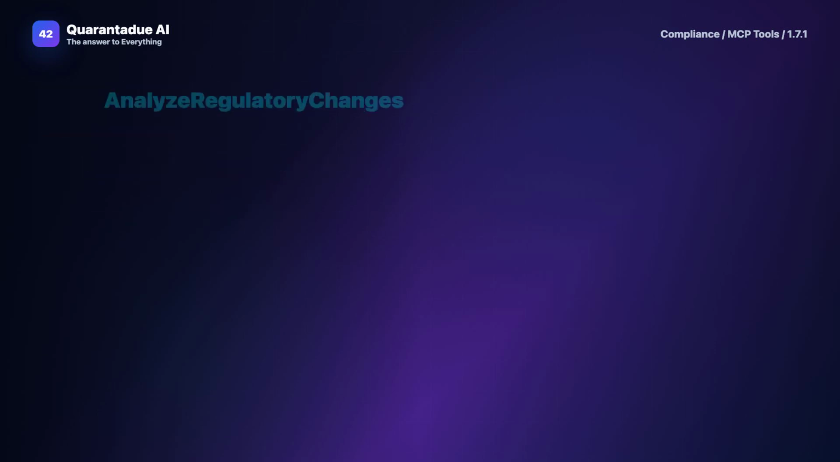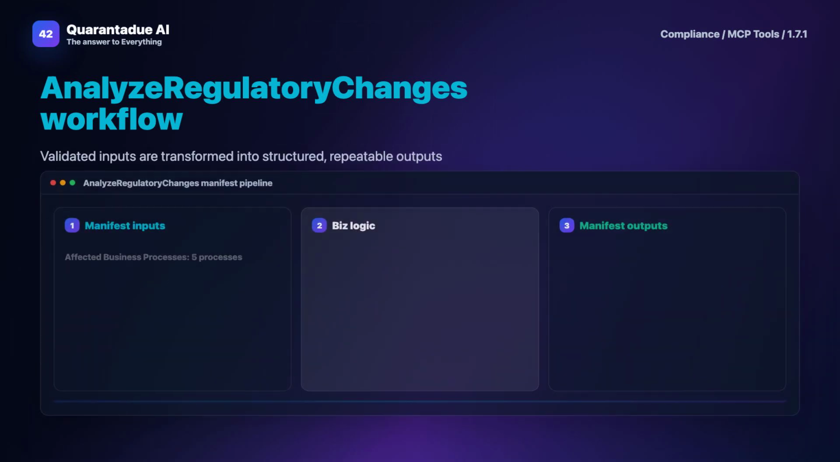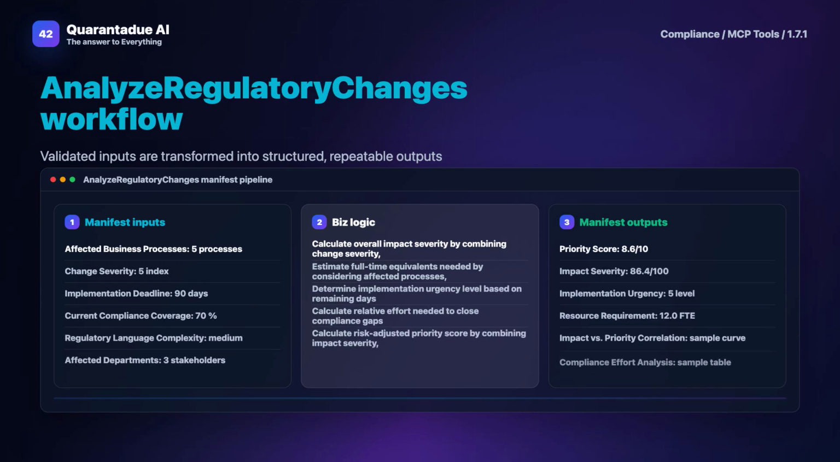The workflow then applies calculate overall impact severity by combining change severity, number of affected processes, and penalty risk exposure with appropriate scaling factors. Estimate full-time equivalents needed by considering affected processes, stakeholder departments, and regulatory language complexity with appropriate weighting factors. Determine implementation urgency level based on remaining days until deadline and the calculated impact score mapping to a discrete 1 to 5 scale.